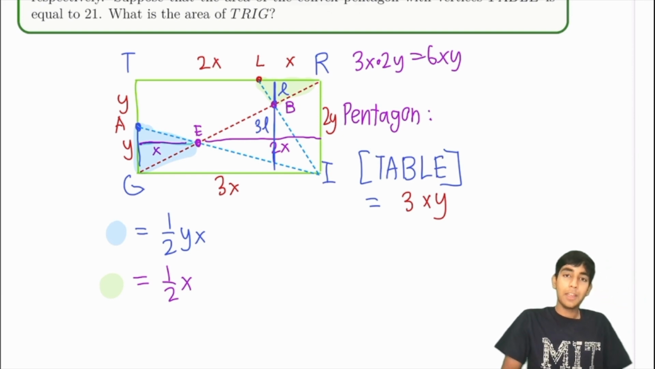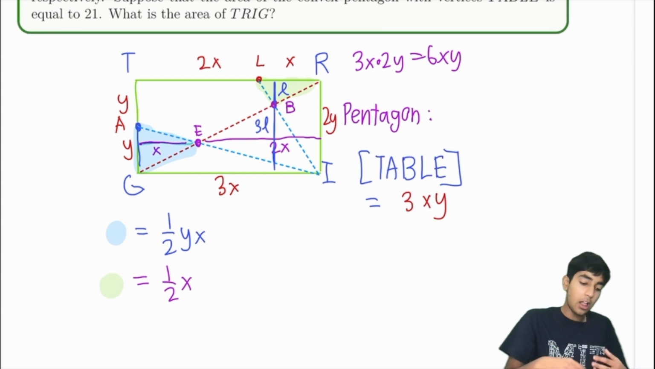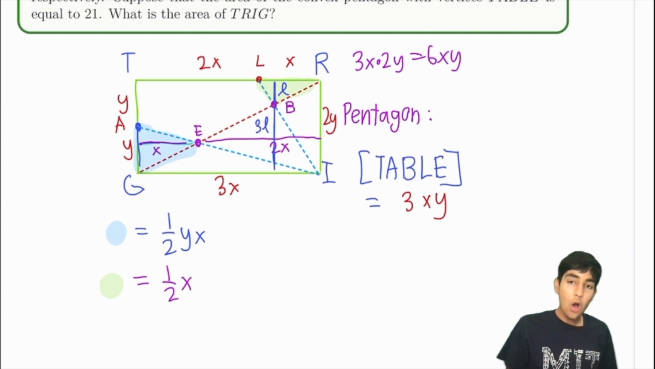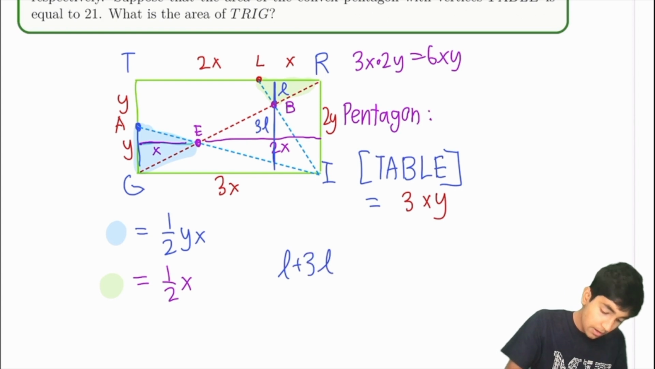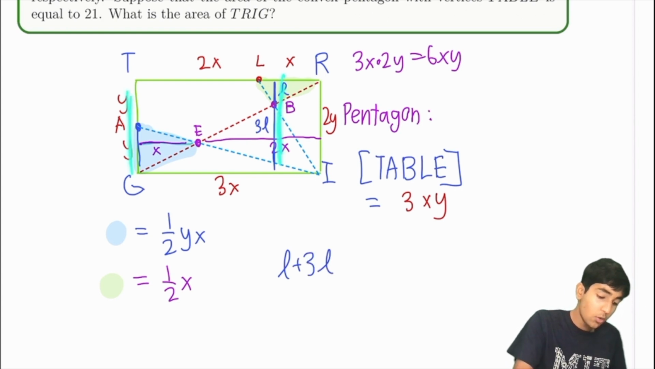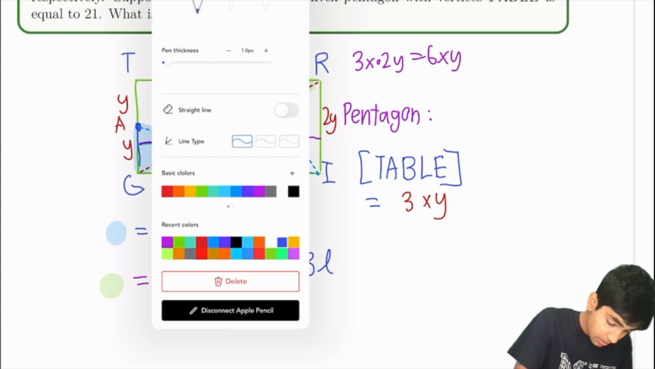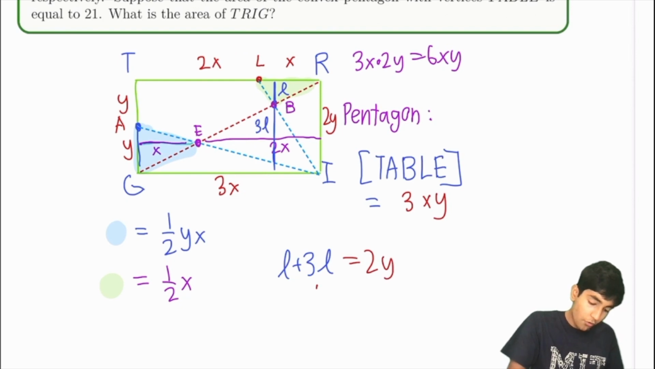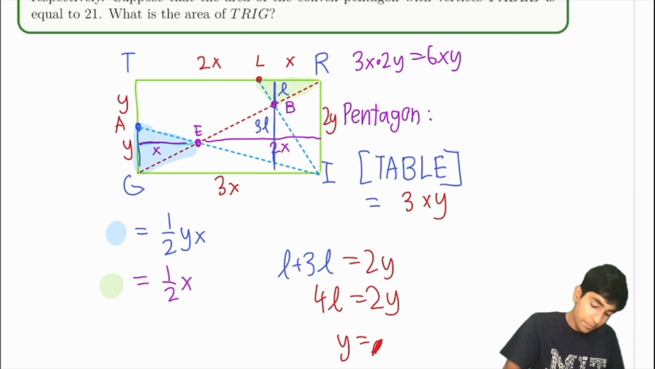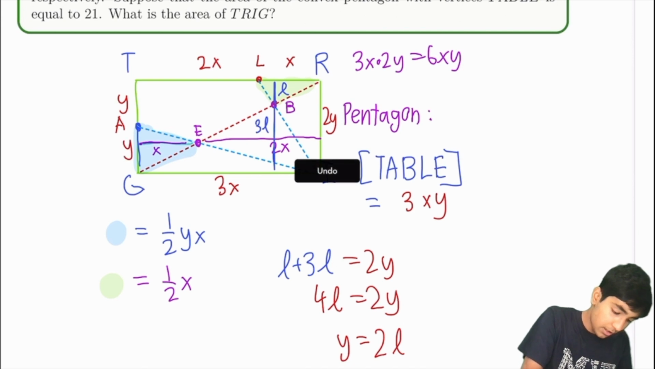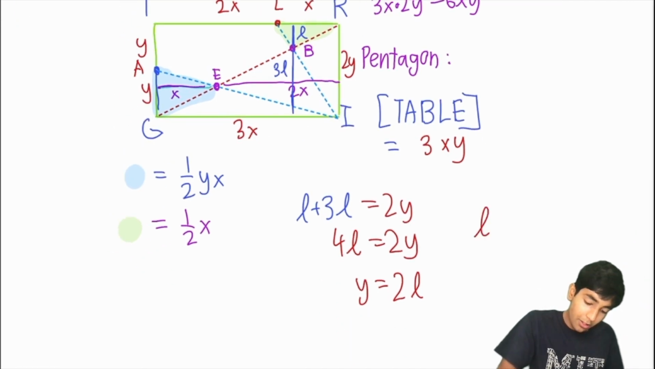And now we can do something very similar, right? L, 3L, because 1 to 3 ratio of sides, so 1 to 3 ratio of heights. And now we would have that L plus 3L, this distance over here, equals 2y. Or 4L equals 2y. Now let's say that L is y over 2.